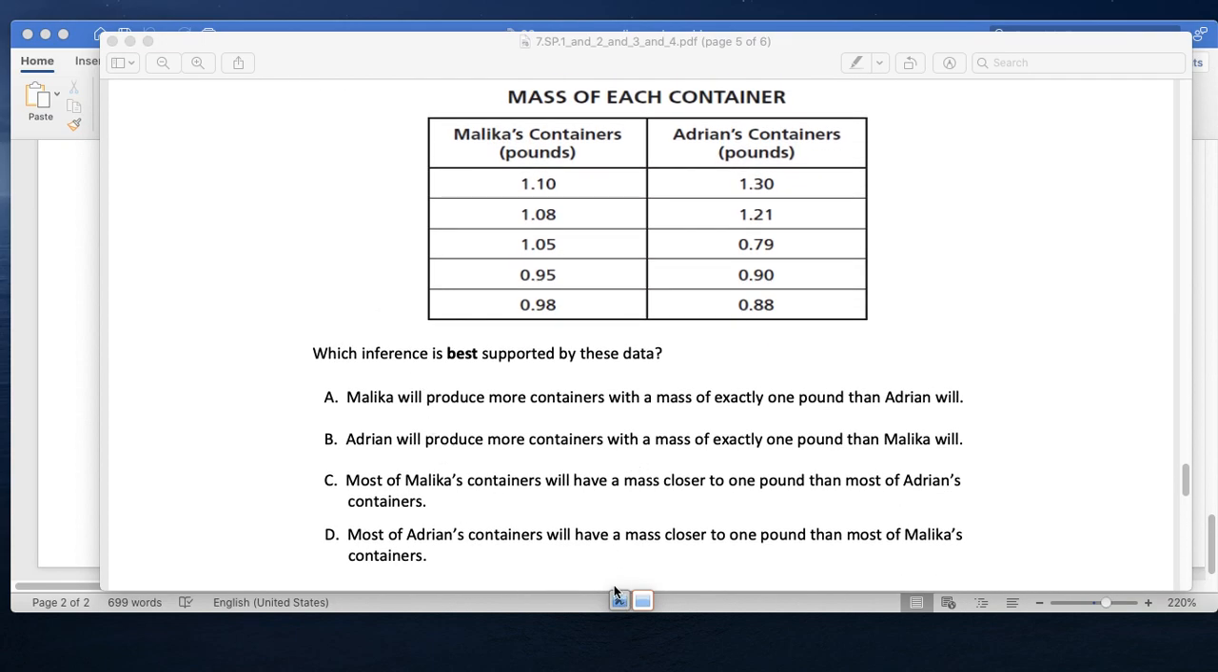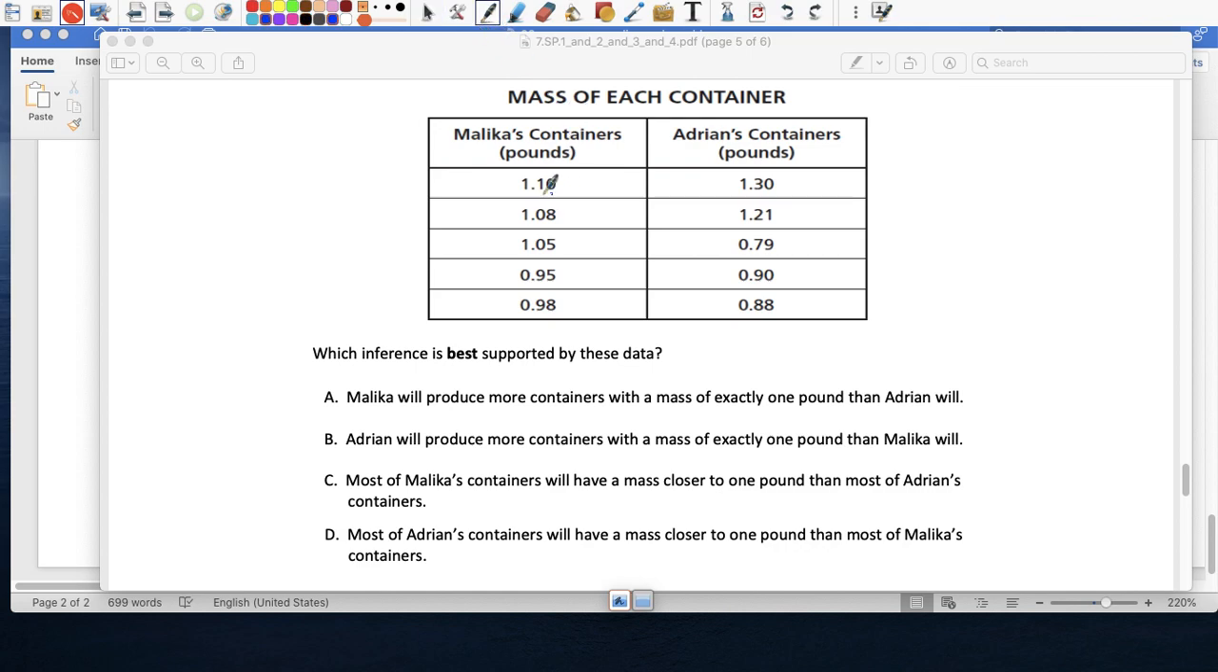Well, Malika, sometimes to one customer she gave 1.10, the other customer she gave 1.08, the other customer she gave 1.05, one customer got a little bit less than 1 pound, and another customer got a little bit less again. Adrian, on the other hand, my God, you don't want to be served by this guy, right? You're supposed to get 1 pound, so you either get a lot more than 1 pound or quite less than 1 pound. So Malika will produce more containers with a mass of exactly 1 pound than Adrian will.